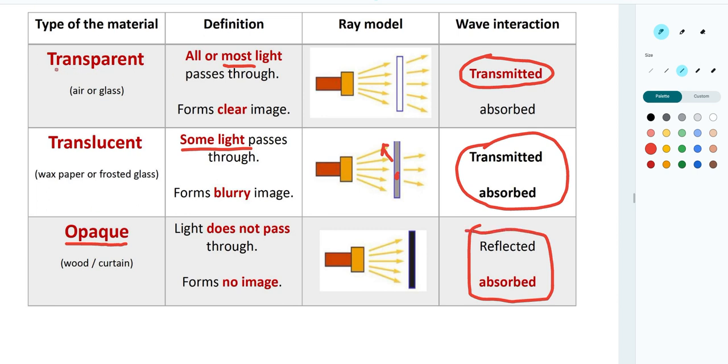So remember, transparent is shafaf, translucent shibh shafaf, and opaque ghair shafaf. So try to remember, yes, it's useful to know the Arabic so you understand the concept, but it is the English key terms that you need to know. Transparent, translucent, and opaque.